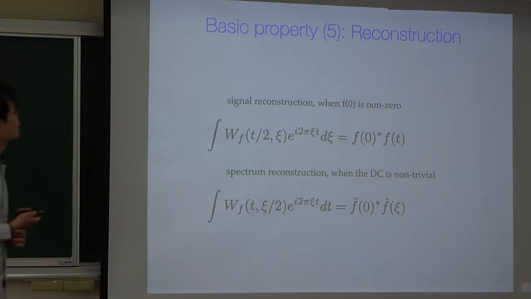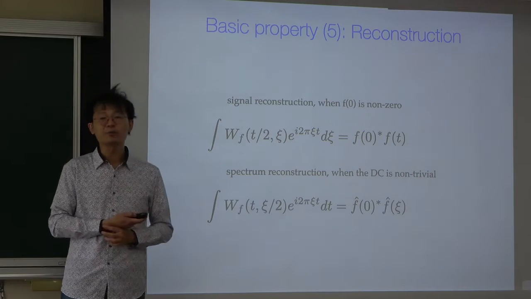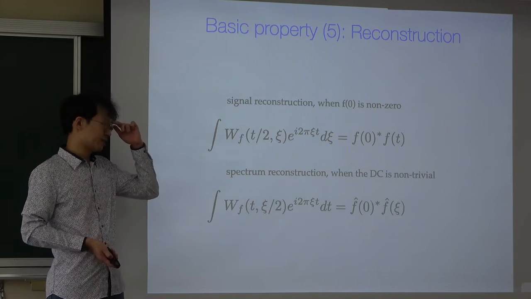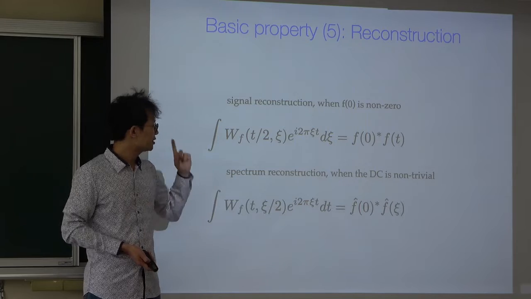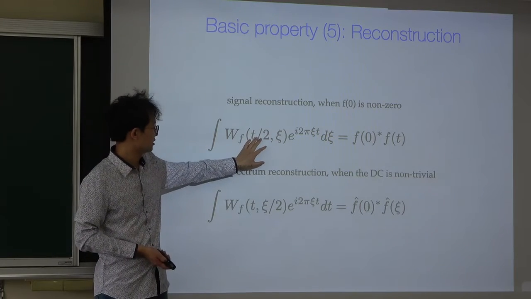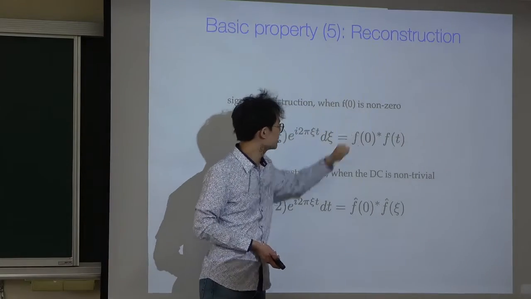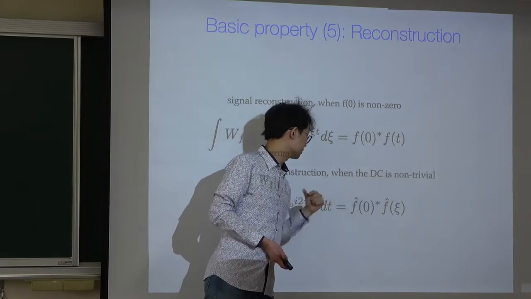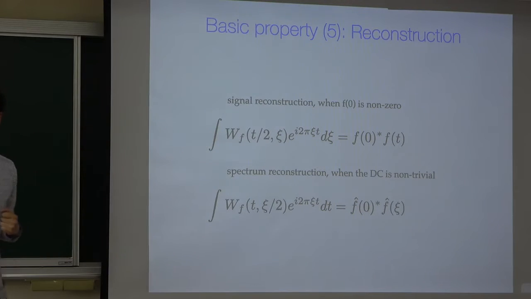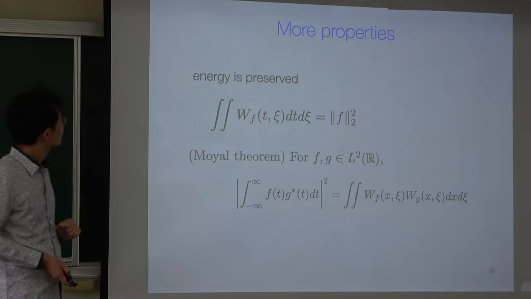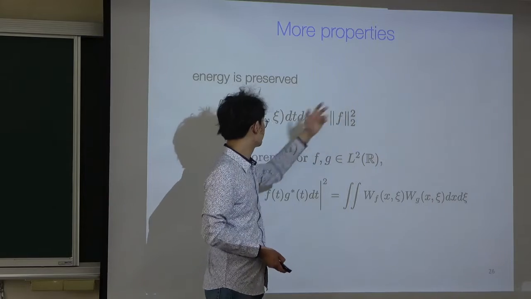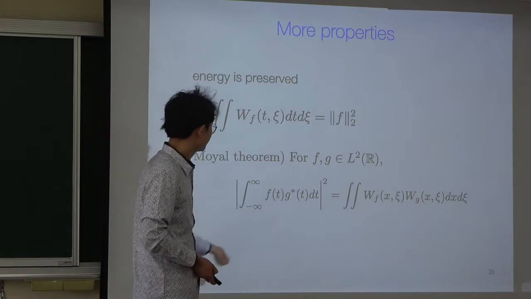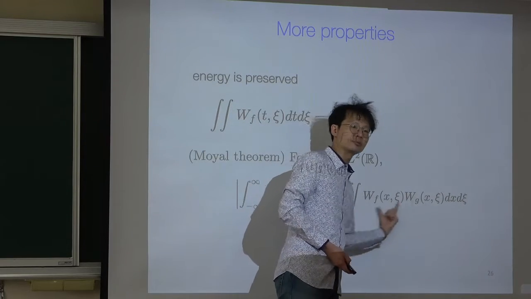Okay, very good. And the final property will be the reconstruction. Actually, the Wigner-Ville distribution has a very nice property that most Cohen class distributions don't have. That is, it has the reconstruction property. It can help you to reconstruct the signal only if the signal f at 0 is non-zero, or when its DC term is non-trivial, then you can recover the signal from the Wigner-Ville distribution. So actually, it is kind of nice, but limited. Okay, and also you have energy preservation properties. If you do the double integration, it is orthogonal, and you have a Moyal theory, that is, your inner product will be the Wigner-Ville distribution's inner product.